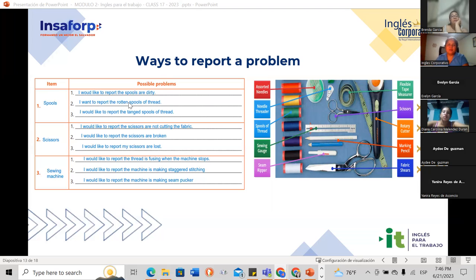I want to report the rotten spool or thread. Por ejemplo, cuando están como deshaciéndose o están muy viejos, el hilo se corta con poca fuerza. So you can change that too. Solo lo cambian también. Okay. I would like to report that the tank spool are three.